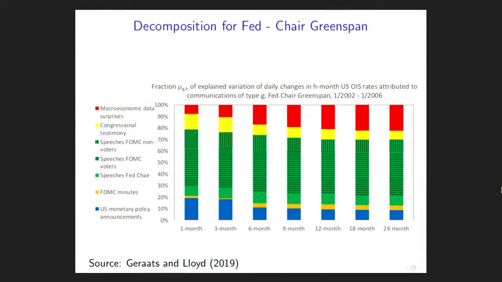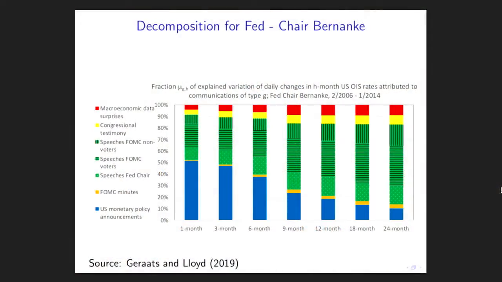Now, this is for a long period of time, and there have been significant changes in Fed chairs. So let's have a look at the Greenspan period first, when he was chair. We see now the picture looks very different. During the Greenspan period, US monetary policy announcements did not affect monetary policy anticipations very much at all. Instead, it was mostly speeches by FOMC participants, and congressional testimony was quite influential, and at longer horizons also macroeconomic data surprises.